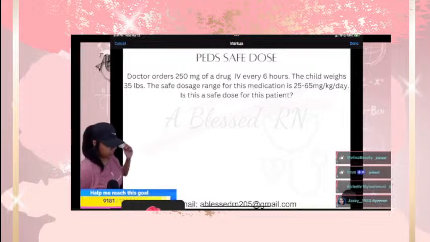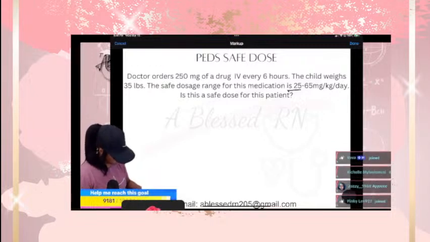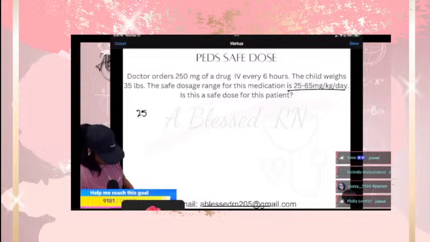Okay, so this is trying to find the safety net. We're trying to find out, is this a safe dose? Okay, so therefore we need to find out what's the net, right? What's the green zone? This is going to be the green zone. So we're going to figure out our limits. So 25 milligrams per kg per day.